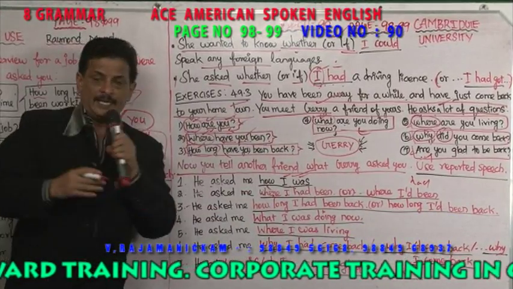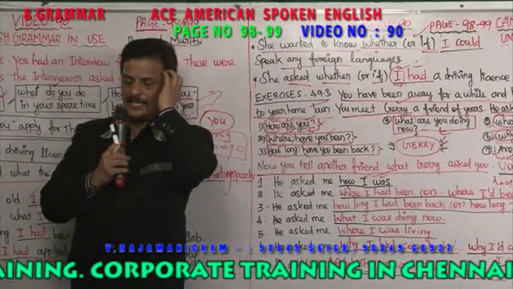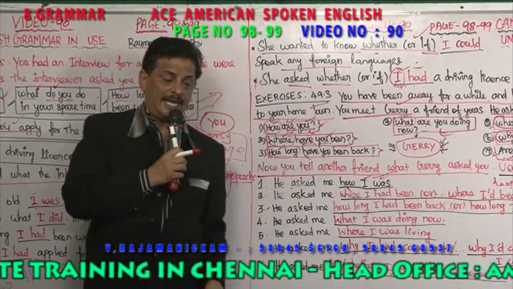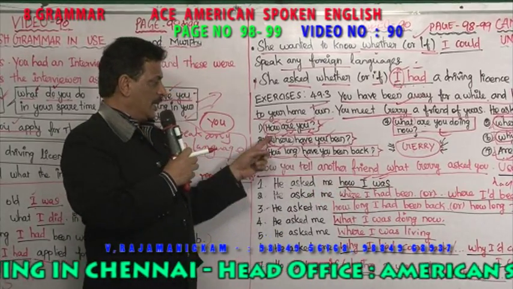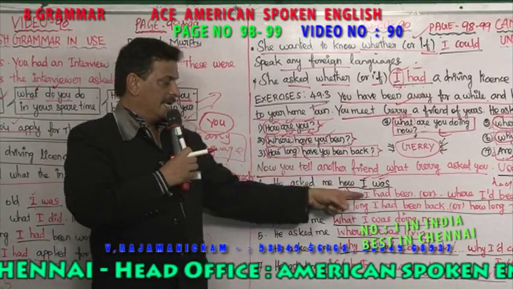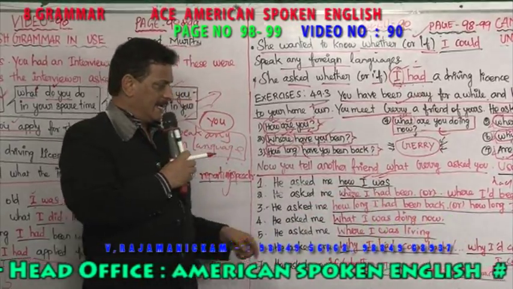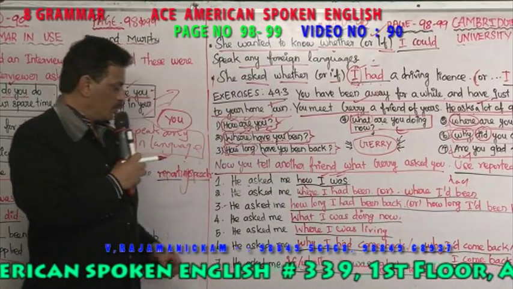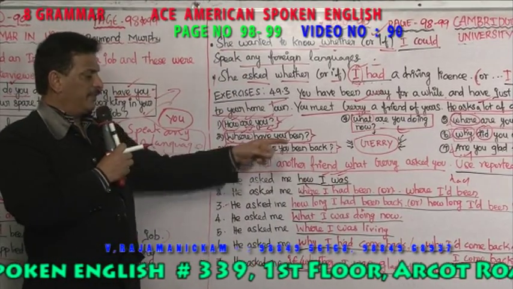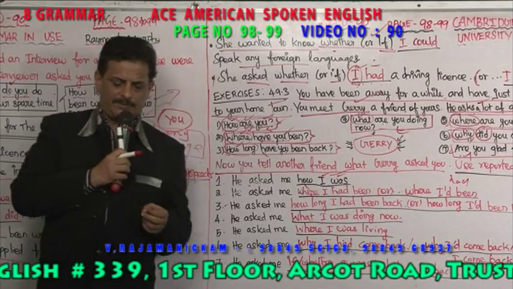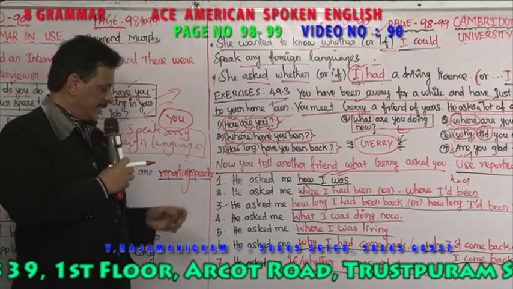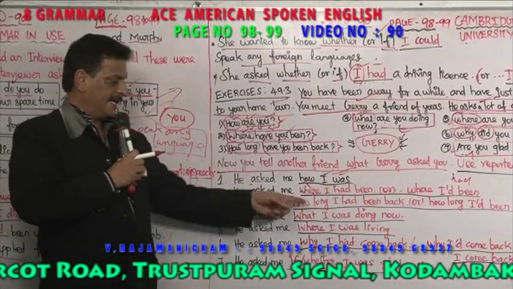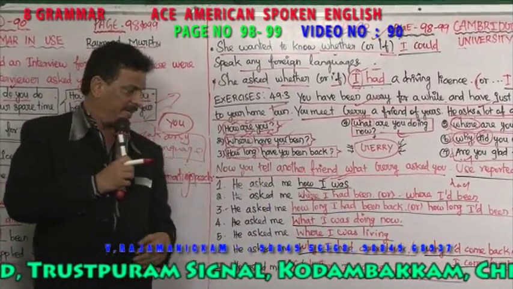Where have you been, எங்கே இருந்தாய் இத்தனை நாட்களாக என்று அவன் கேட்டான். So he asked me where I had been, எங்கே நான் இருந்திருந்தேன் என்று. எங்கே இருந்திருந்தாய் என்பது எங்கே இருந்திருந்தேன் என்று அவன் கேட்டான். Where I had been, apostrophe d என்பது had. மூன்று, How long have you been back? சென்னை வந்து எத்தனை ஆண்டு காலம் ஆகிவிட்டது அல்லது எத்தனை நாட்கள் ஆகிவிட்டது. He asked me how long I had been back. எத்தனை நாட்கள் ஆகிவிட்டது நான் இங்கே வந்து என்று.